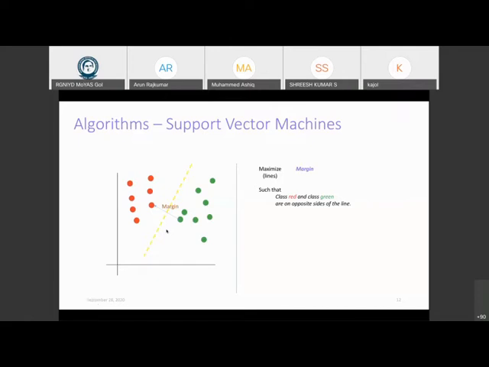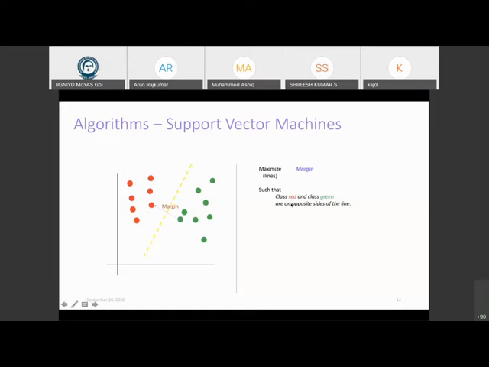The line should separate the red and the green. Among all those lines which separate the red from the green, you want to find that line which has the highest margin, right? This algorithm is a very reasonable algorithm to start with, just that it has one small problem.